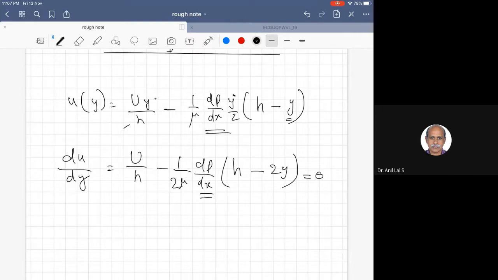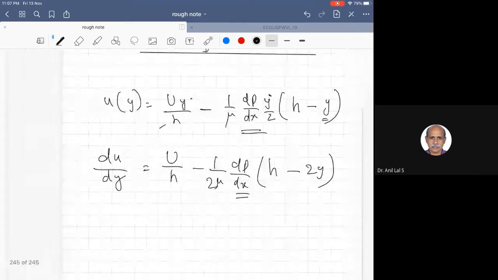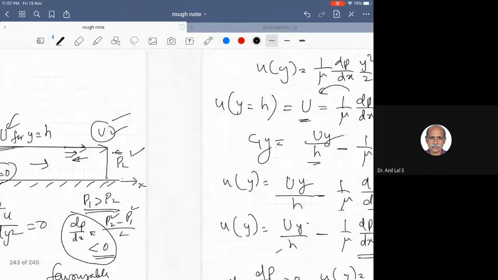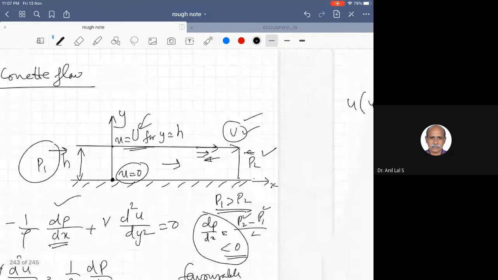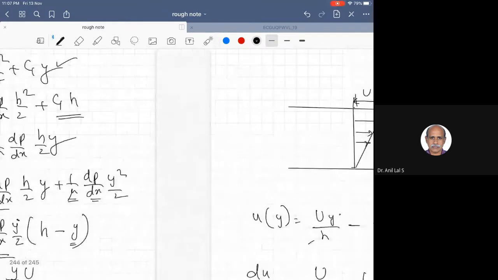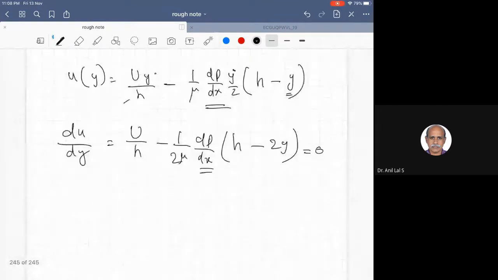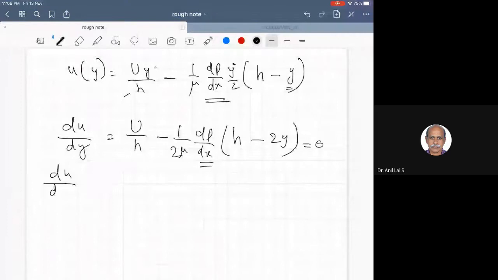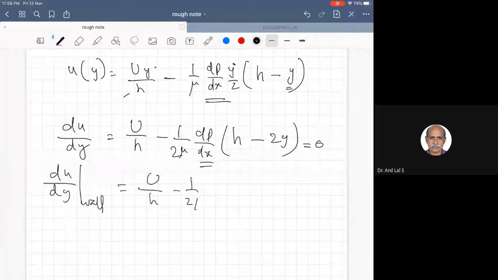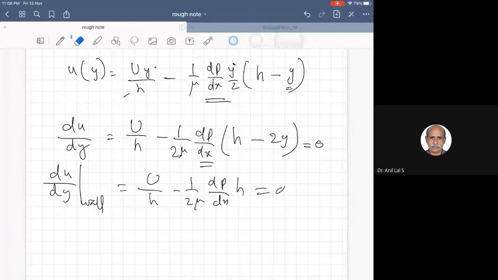Let us take du by dy at y is equal to 0. I want to see what is the du by dy at the wall, so that I can find the wall shear stress. So what is du by dy at the wall? That is at y is equal to 0. I'll take what is the dp by dx for which du by dy on the wall becomes equal to 0.